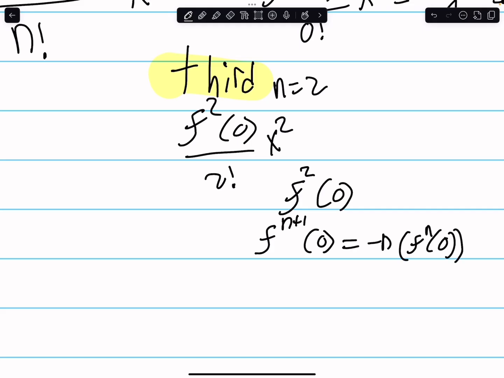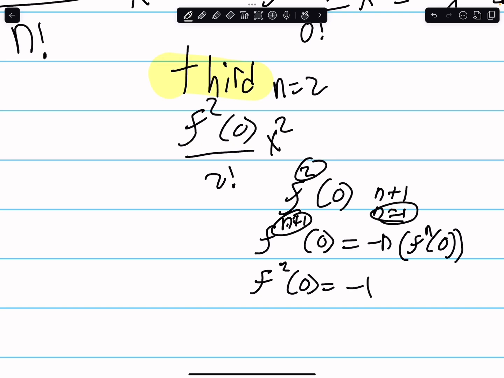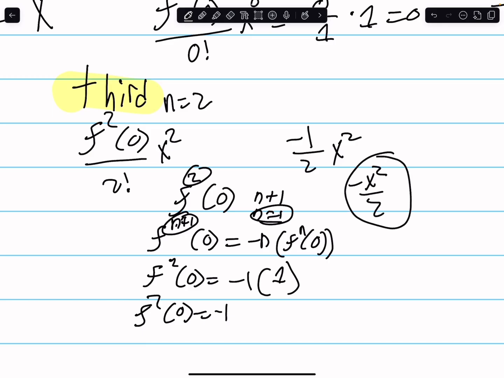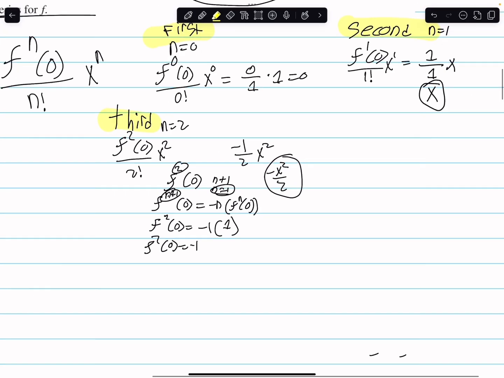And so here, if we want n plus 1 to equal 2, well, n would equal 1 in this case. So we get the second derivative of f at 0 is equal to negative 1, because n equals 1, times the first derivative of f at 0, which we know is 1, as given above. So the second derivative of f at 0 is equal to negative 1, which we can plug back into our Maclaurin series to get negative 1 half, because 2 factorial is still 2, times x squared, which gets us negative x squared over 2. That is our second non-zero term, our third term in the series overall.